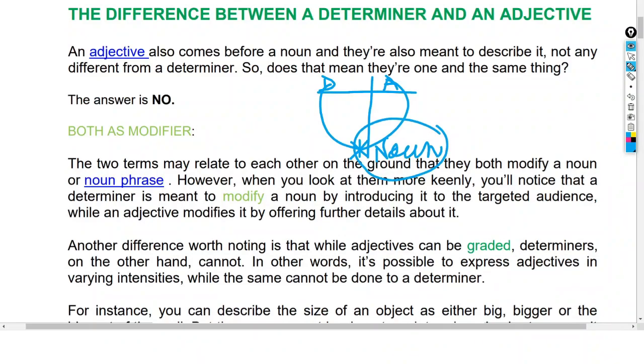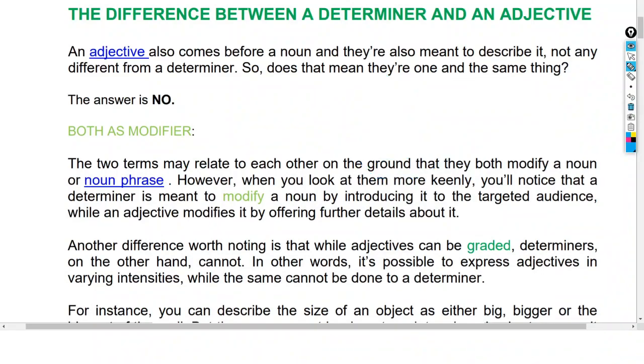Okay, the similarity between the two is that both the adjective and the determiner describe things. But when we ask, are they similar? No. The answer is clearly no. They are not similar. They are different. In many ways they are different. What are the ways they are different? Let us see. Let us continue.